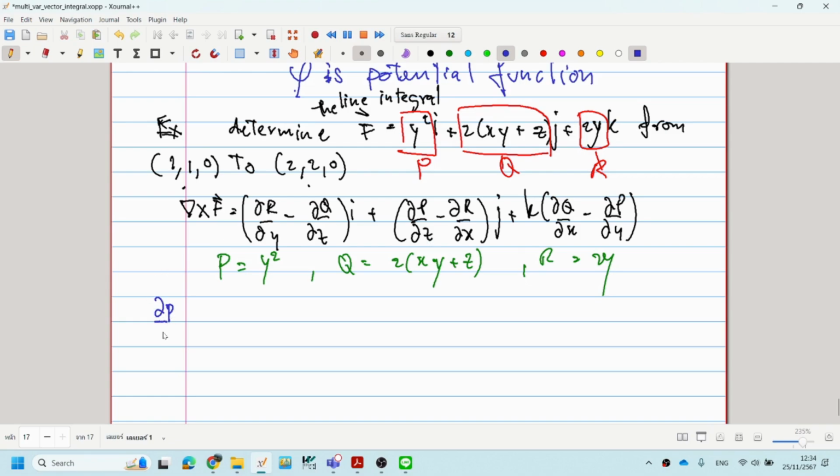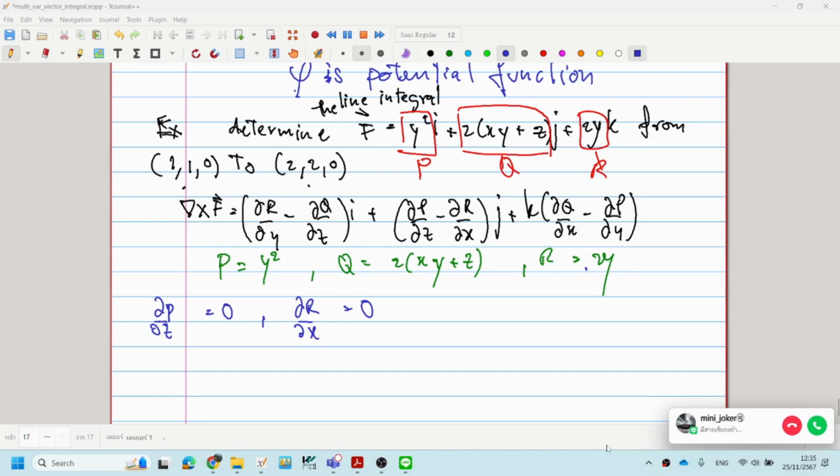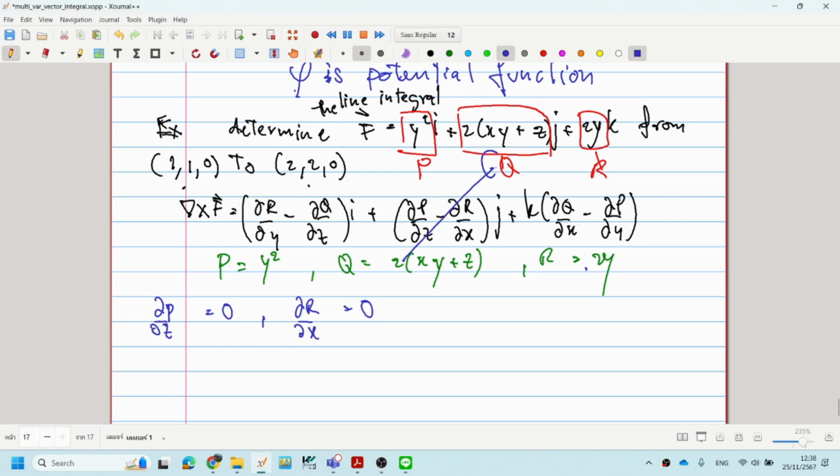Okay, ∂p/∂y and ∂p/∂z are zero. And ∂p/∂z, and ∂r/∂x, right? ∂r/∂x becomes zero again, because r is only a function of y, and y never has the z variable in the function r. So this pair becomes zero.